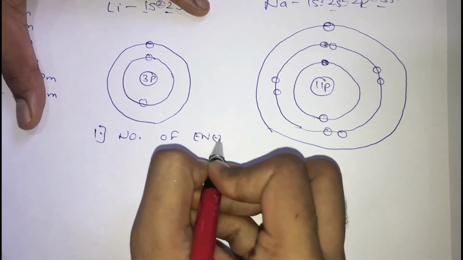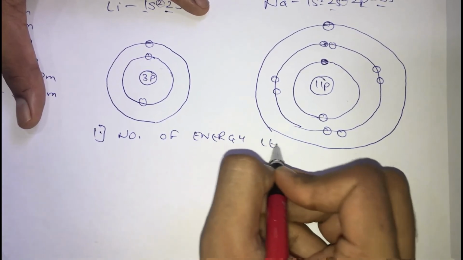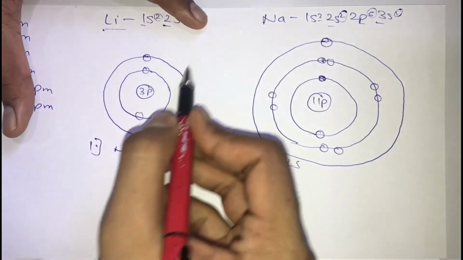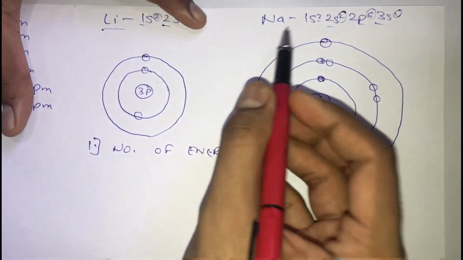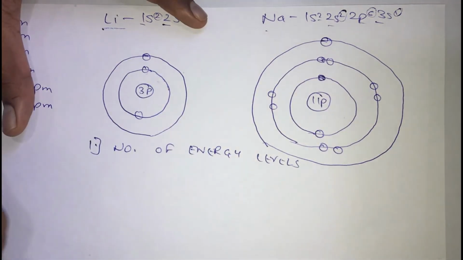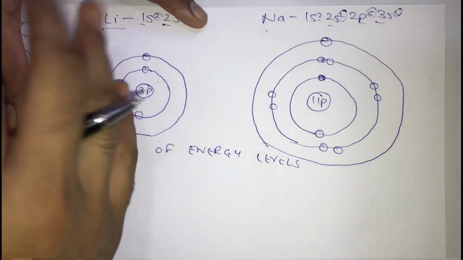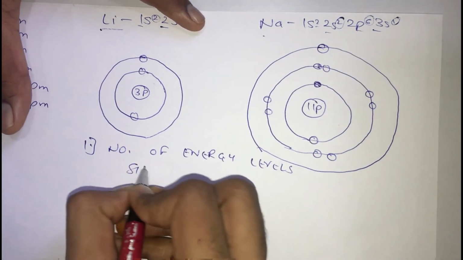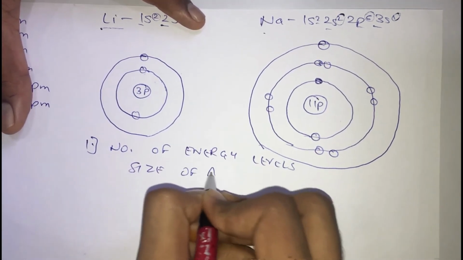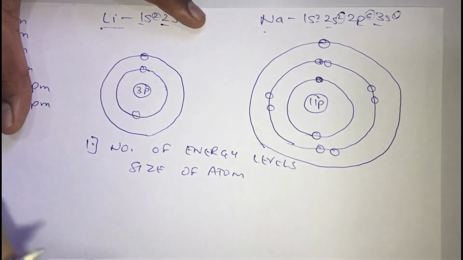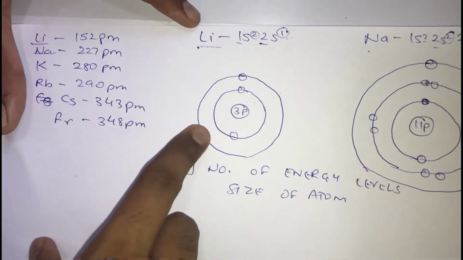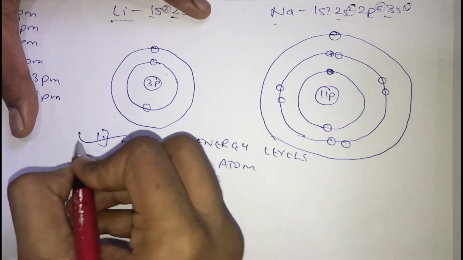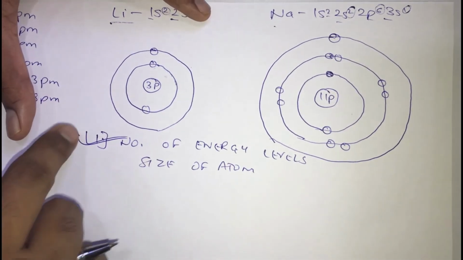So guys, if you see over here that lithium is having 2 energy levels, whereas sodium is having 3 energy levels. So it is obvious guys that if the number of energy levels is greater, then the size of atom will be obviously greater, and if the size of atom is greater, then it is obvious that the atomic radius will also be greater. So this is the first and the most important factor for the increase in atomic radius as we move from lithium to sodium.